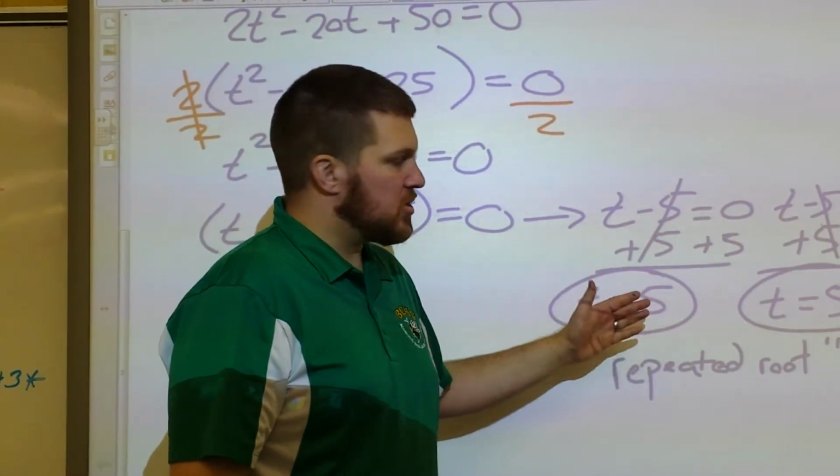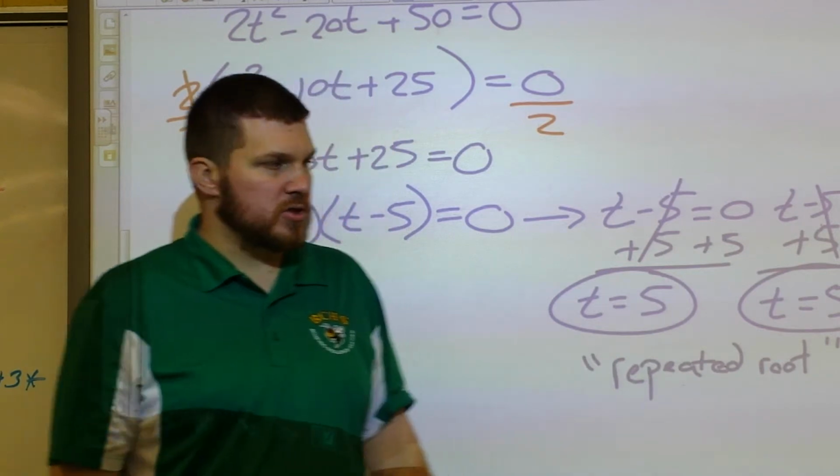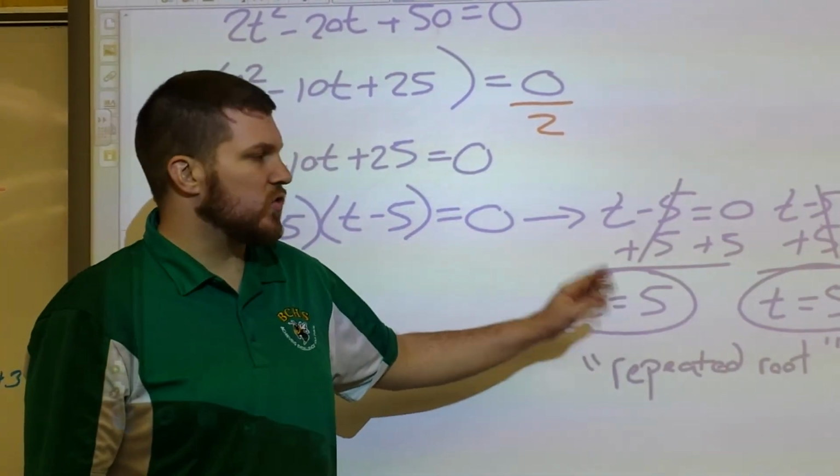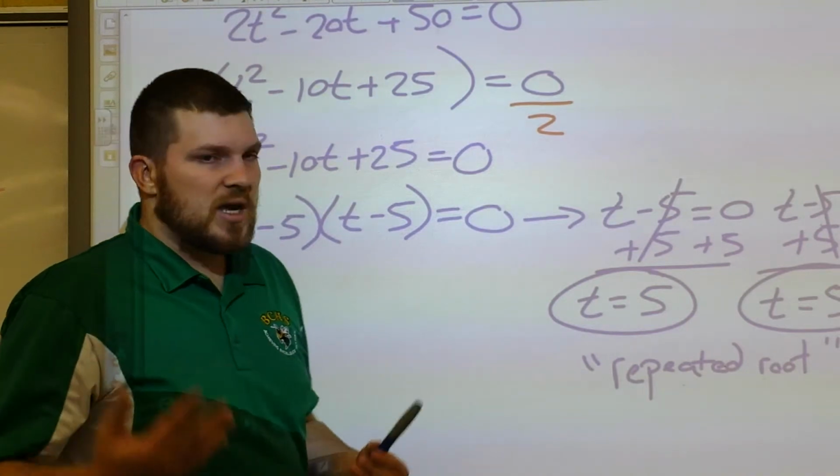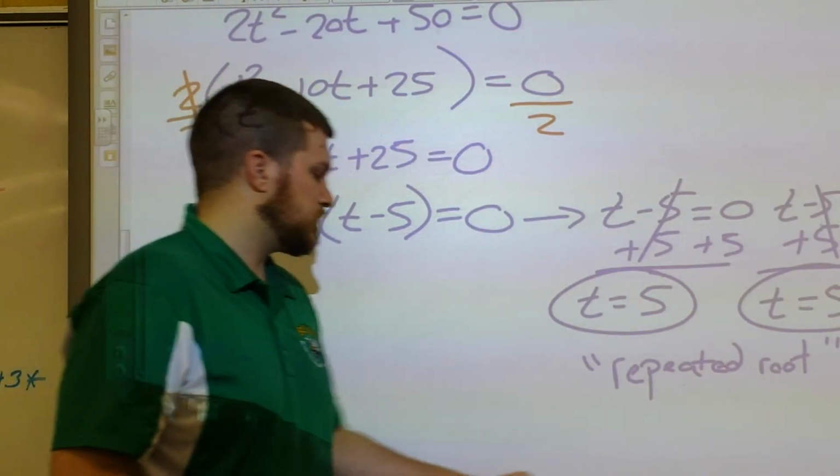Okay, so this is called a repeated root. Graphically, there's only one solution. Algebraically, there's two solutions. I'm fine if you just wrote t equals 5 and be done with it, or if you want to write it out twice, that's fine. Okay, but technically, two solutions.